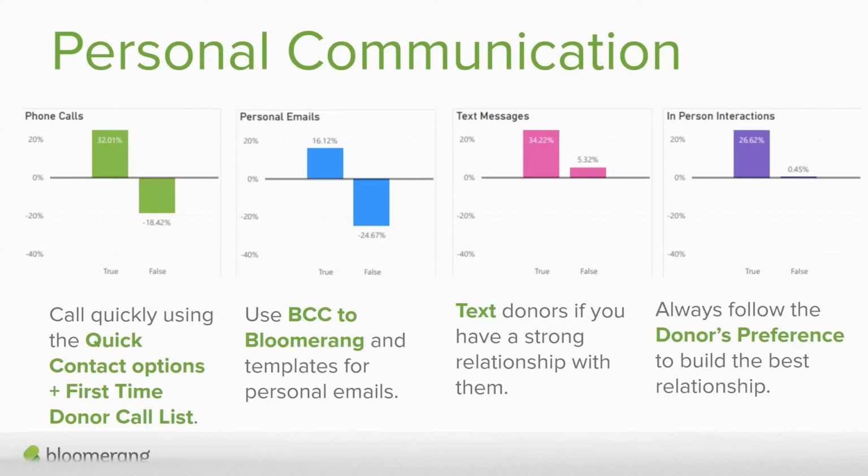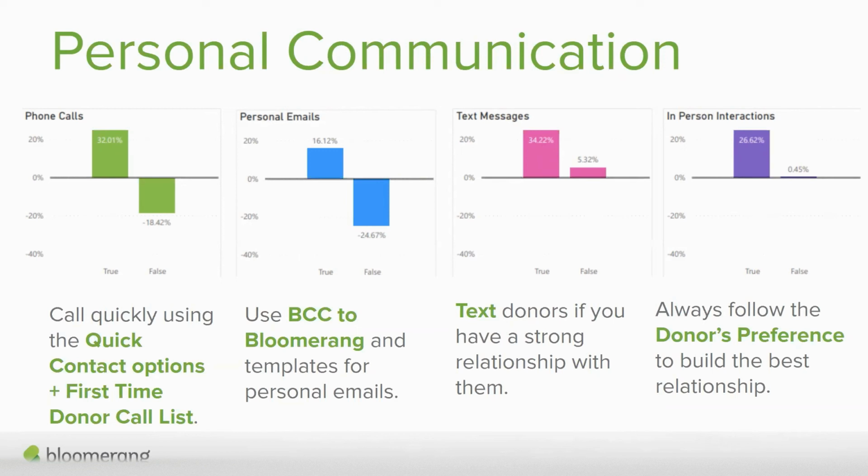For personal emails, use the BCC to Bloomerang feature. A lot of times I'm still surprised that people don't know about this feature because I personally love it. What it does is if you have the contact open on your phone and you send them an email, so I have the mobile app open, I send them an email from there, it automatically includes the BCC email. And when you send a personal email to the donor and BCC Bloomerang, it adds that to their timeline.